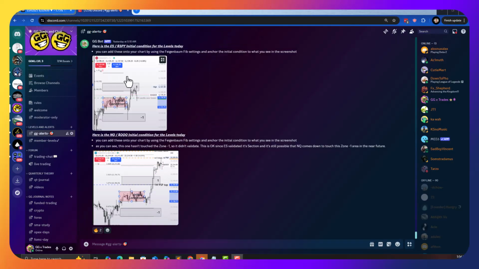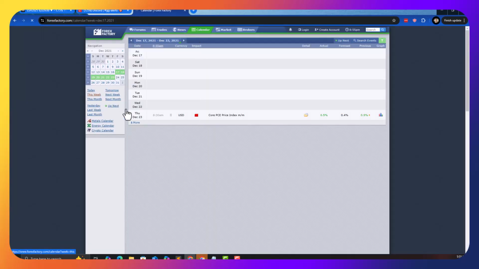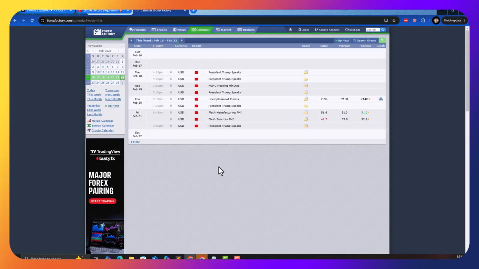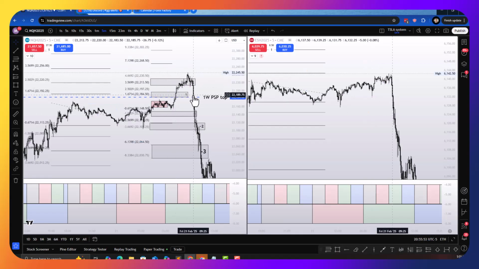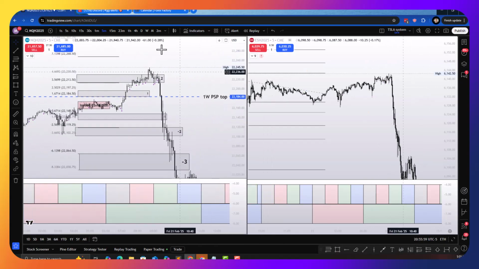So in my video, I'm showing here the Discord where I post levels. You can join that. Now on Friday we had some news. It was PMI, which ended up being 2 or 4 points below expectations, flash services PMI, and I guess that's what prompted the downtrend. I'll show in the video also some SMT that happened.